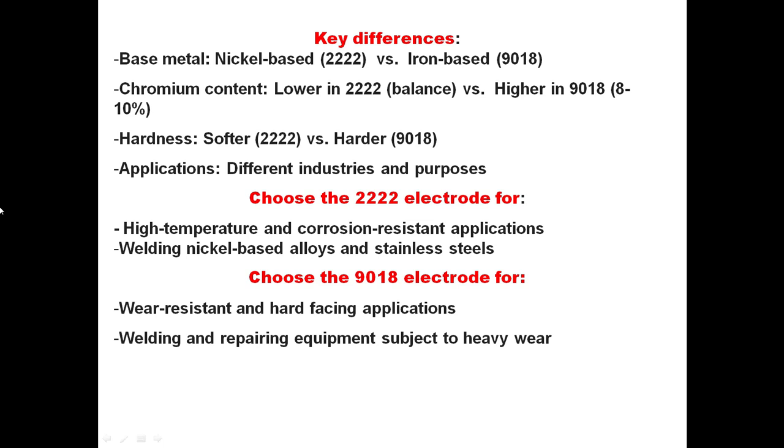Key differences: the 2222 is nickel based and 9018 is iron based. Chromium content is lower in 2222 and higher in 9018. Hardness: the 2222 is a little bit softer than 9018. Applications: different industries and purposes. Use the 2222 electrode for high temperature and corrosion resistant applications, welding nickel based alloys and stainless steels. Use the 9018 electrode for wear resistance and hard facing applications, building and repairing equipment subject to heavy wear.